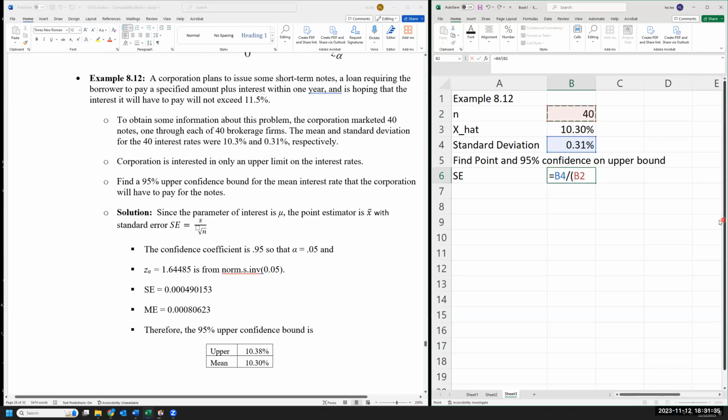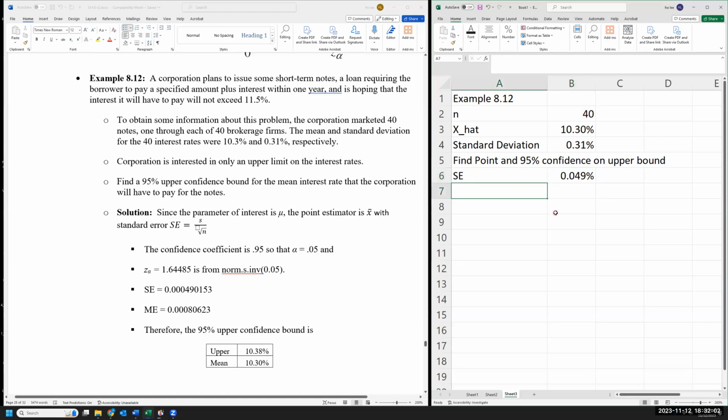So n to the 0.5. Okay, and I put parentheses around this, so I know the square root only happens to the standard deviation. Okay, I'm just being paranoid there. I guess we'll do it that way. All right, I can make it a percentage. Let's just do percentage. Okay, let's do that.